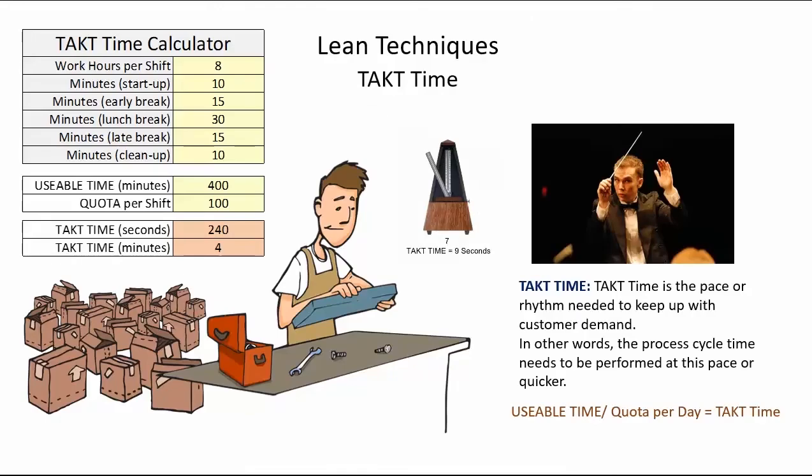Well, let's start by defining one of the most critical measures used in lean. This measure is called takt time. Takt time is the pace or rhythm needed to keep up with the customer's demand. In other words, the process needs to produce one product or service at this pace or quicker in order to keep up with customer demand.